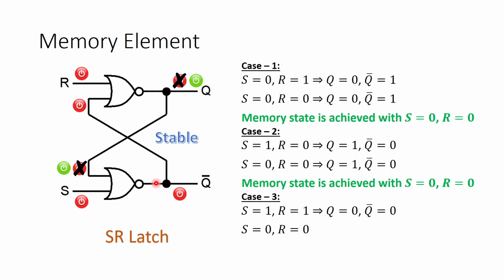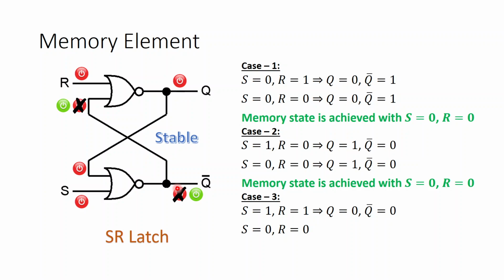But it might so happen that the output of the S NOR gate becomes high before the output of the R NOR gate becomes high. Then what will happen? Then this configuration will remain the stable configuration of the output, which is just the opposite of the previous stable configuration. Both are stable, but we don't know which one we will get. That is the problem. Both are stable.